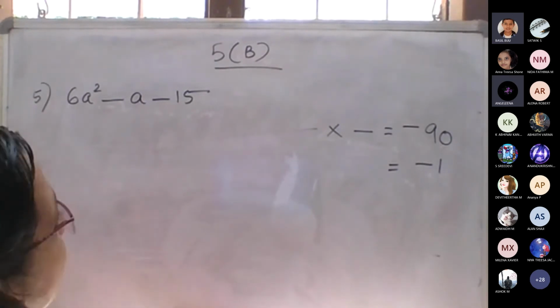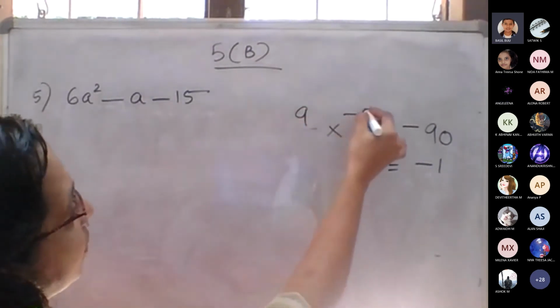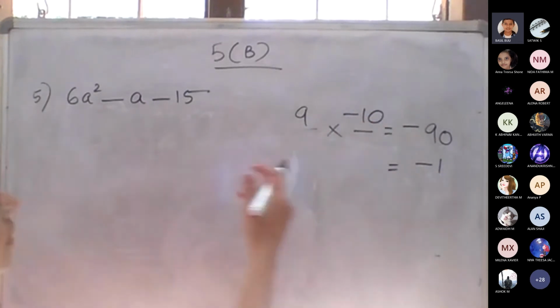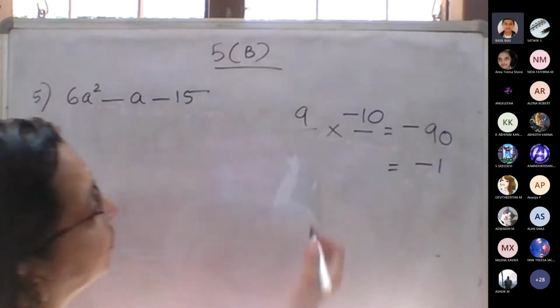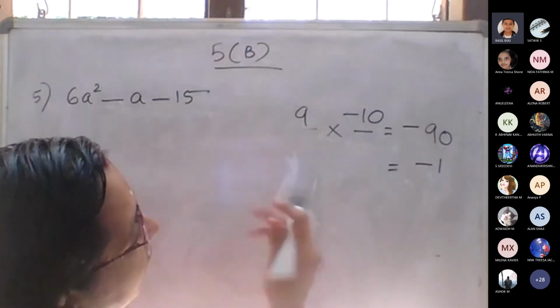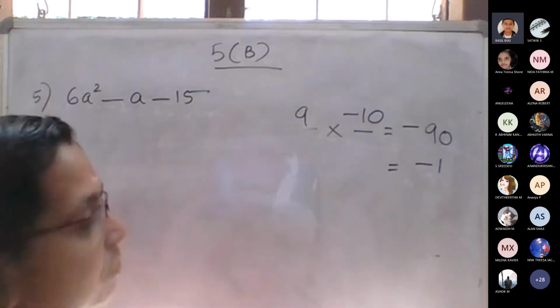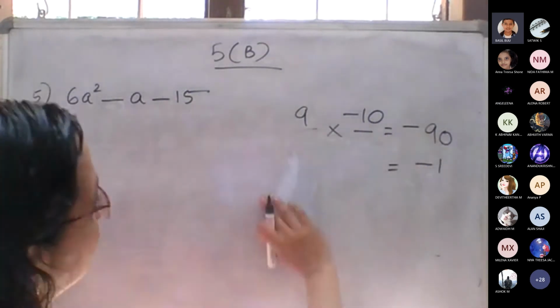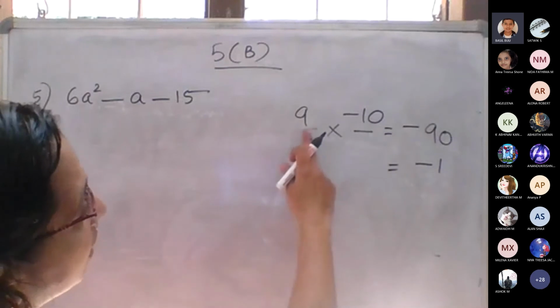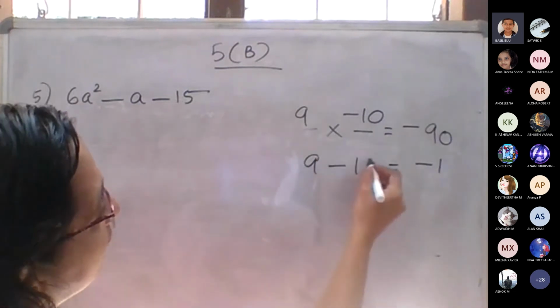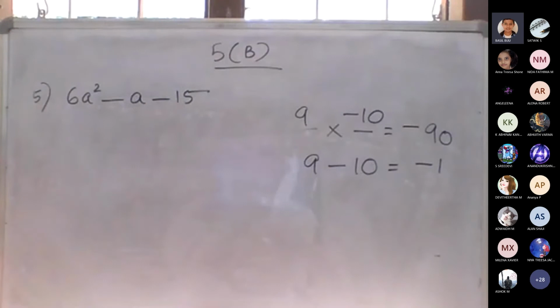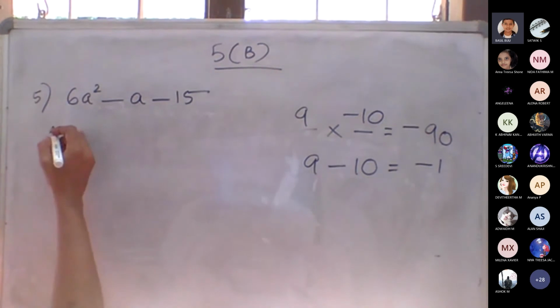9 into negative 10 is equal to negative 90. Which method did you apply for getting 9 and 10? Rough calculation or factorization method? Rough calculation. Okay. 9 into 10 is 90, and for negative 1 we need 10 and 9, so 9 minus 10, directly like 2 and 3. So 9 minus 10 is negative 1.